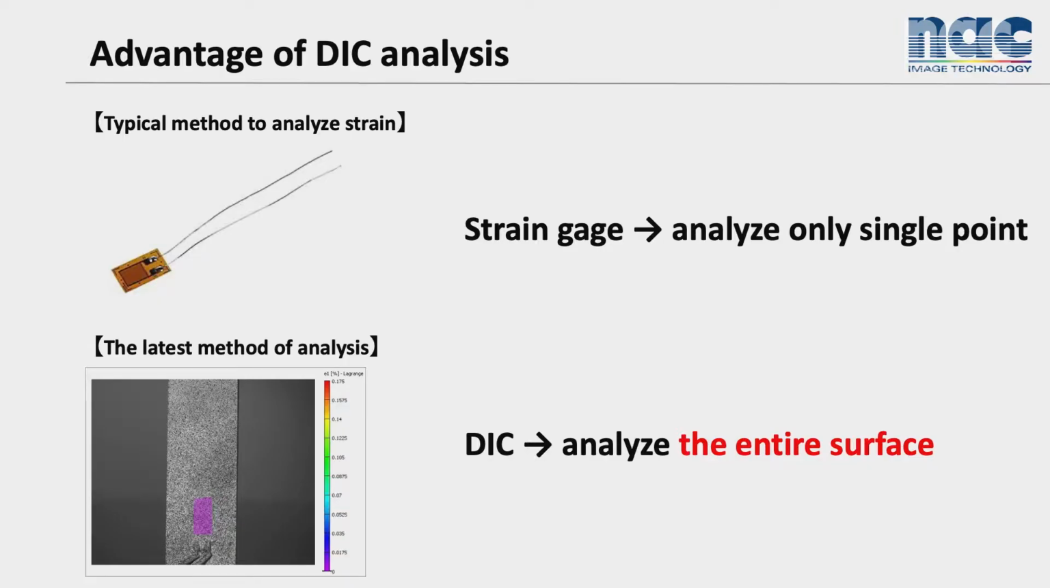For deformation analysis, many researchers usually use strain gauges. The strain gauges can analyze only a single point on the surface, but DIC can analyze the deformation of the entire surface in the shooting area. This is one of the most advantageous points of DIC analysis.